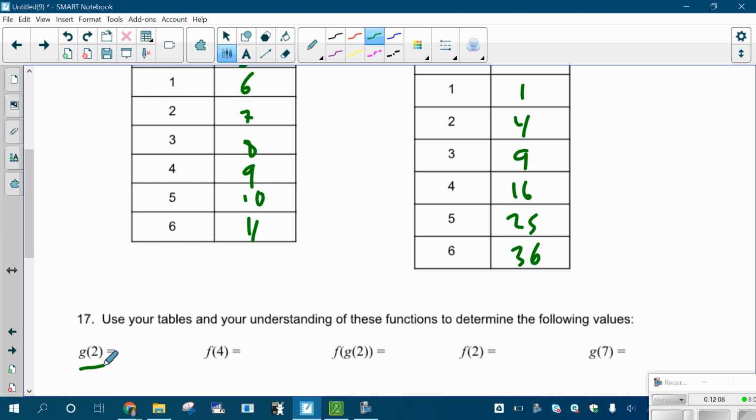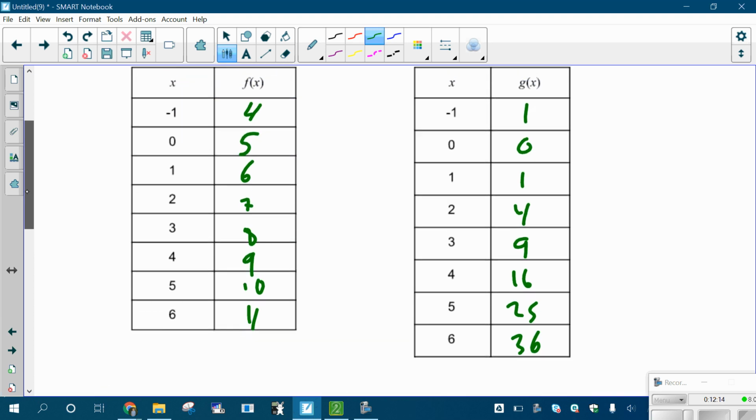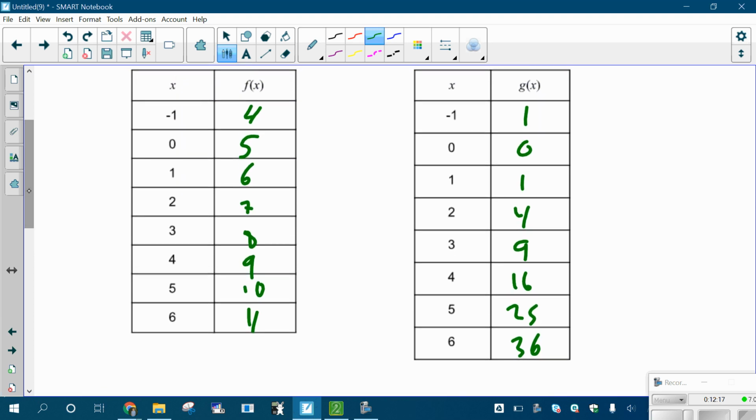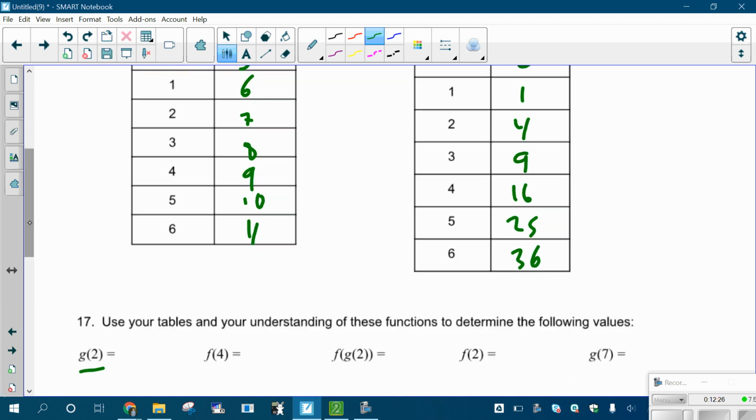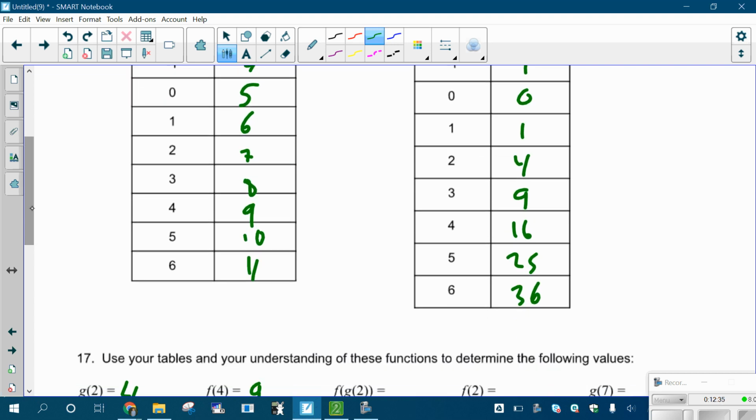So what's g of 2? Remember, g of 2 just means the x is 2, tell me the y. So go to g. When the x is 2, what's the y? What's the output? Remember, these are just our y's. But it's good to keep track of which one's which. Input of 2 into g, our output is 4. What's f of 4? 9. F of 2? 7.